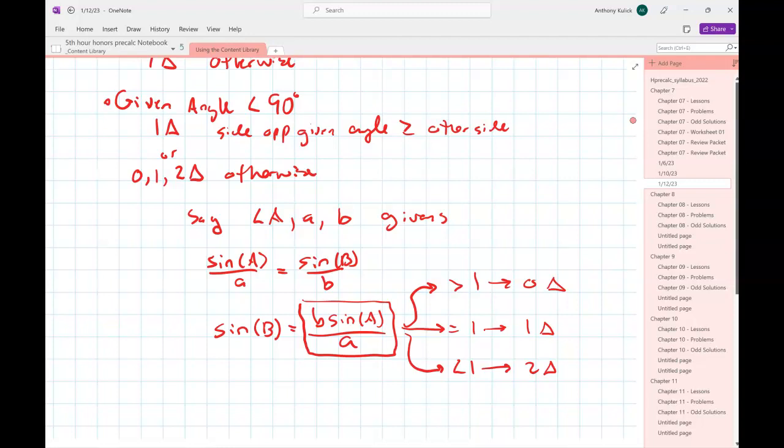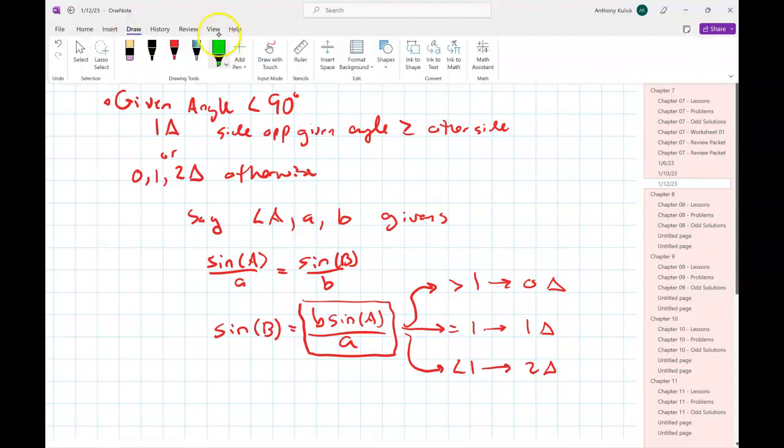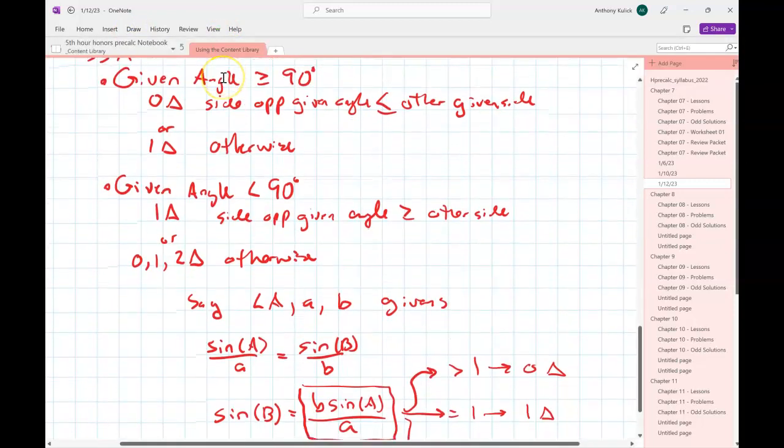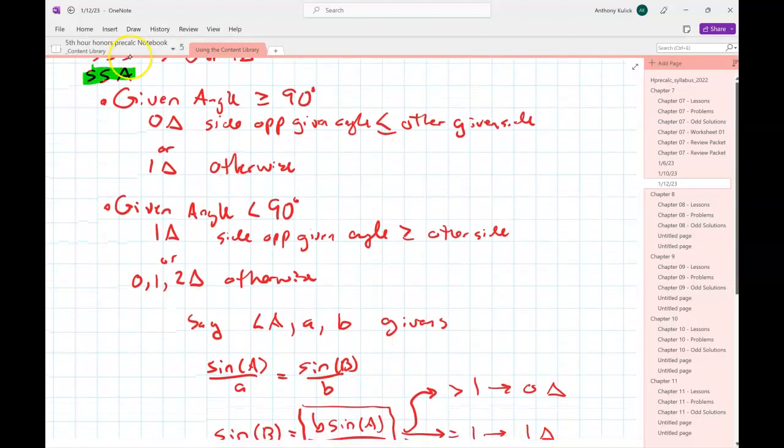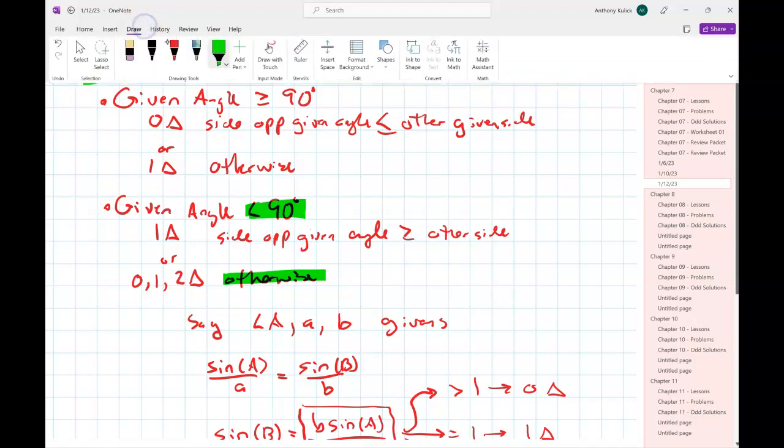So again, the situation where we're unsure of what's happening is very narrow, right? I need an SSA situation. I need an acute, the angle given has to be acute, and then the side opposite the given angle has to be the smaller of the 2 givens. Does that feel good? Okay. Great.